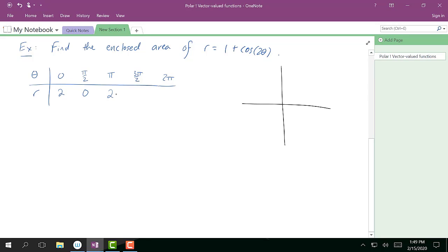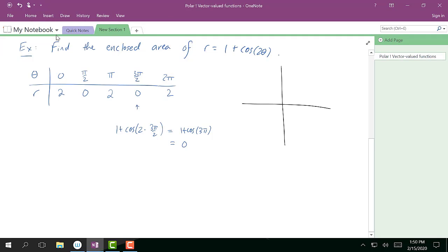When I plug in 3 pi over 2, right here what I'm going to get is 1 plus cosine of 2 times 3 pi over 2, which is 1 plus cosine 3 pi, which is going to be 0. You kind of see what's going on here. And so let's go ahead and graph this just to see what's going on.